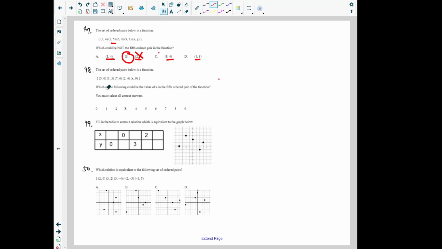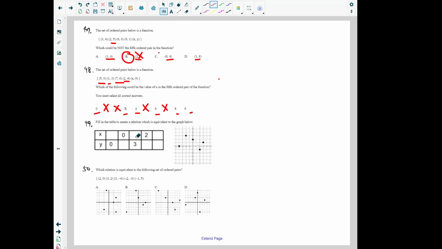The set of ordered pairs below is a function. Which of the following could be the value of x in the fifth ordered pair? Select all correct answers. Okay, it can't be 1 because it would match this one there. It can be 0, that's okay. It can't be 2 because it would match this one here. It can be 3, it can be 4, it cannot be 5 because it would match this one here. It cannot be 7 because it would match this one there. So all the other ones are fine. So 0 is okay, 3 is okay, 4 is okay, 6 is okay, 8 is okay, and 9 is okay.